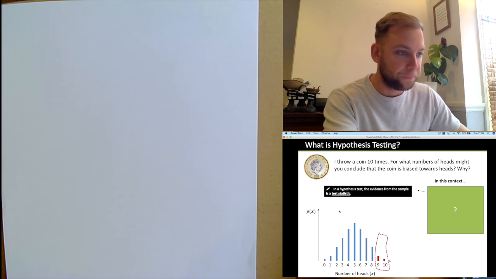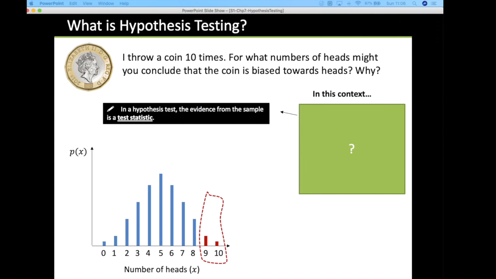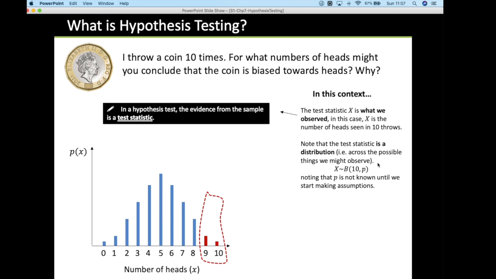Okay, so this next one, I'll make it big again: in a hypothesis test, the evidence from a sample is a test statistic. So in this case, I'm going to do 10 flicks of the coin. That's going to be called your test statistic. A test statistic X is what we observe, in this case X, the number of heads seen in 10 throws. I can't do it an infinite number of times to prove that the population parameter is 0.5, but what I am going to do is a test, and if I get an unexpected outcome in that test, then this coin is biased.